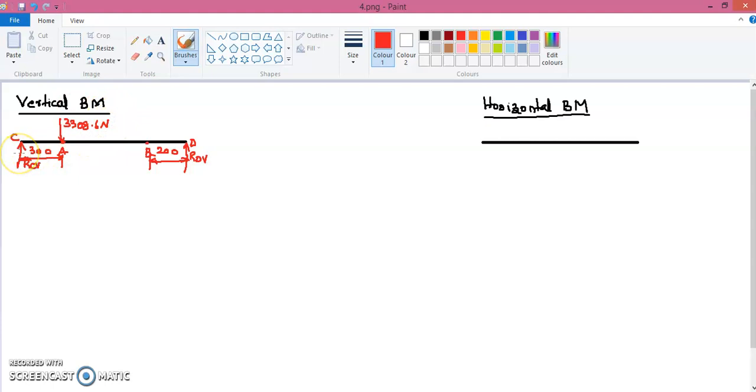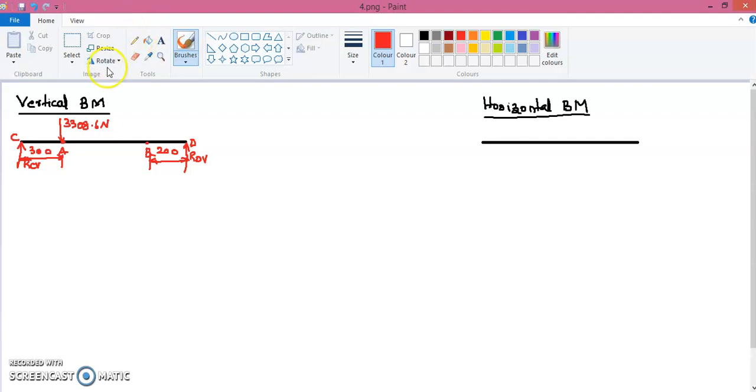So I have taken that small portion which represents this vertical reaction at the point C and at the point D, and the distance between this point A and C, as we know, it is 300 millimeters, and the distance between B and D, that is the 200 millimeters. And in this case we have only vertical load, 3308.6 Newton. So let us find the reactions first.